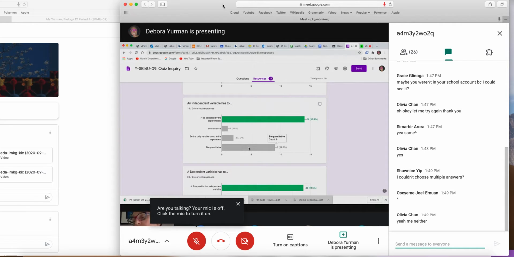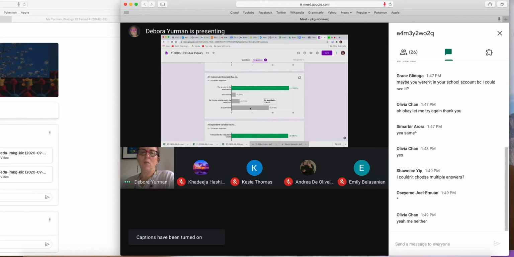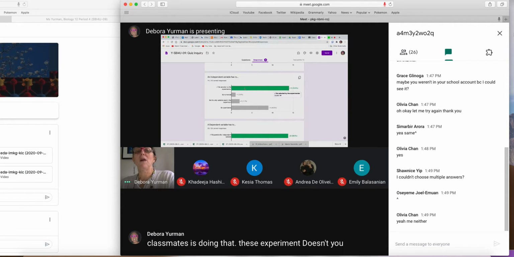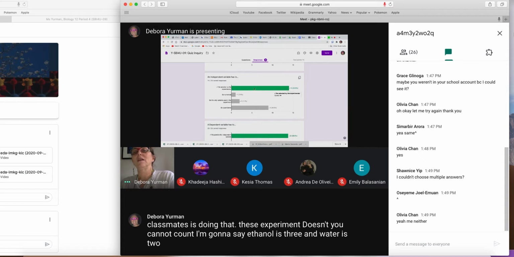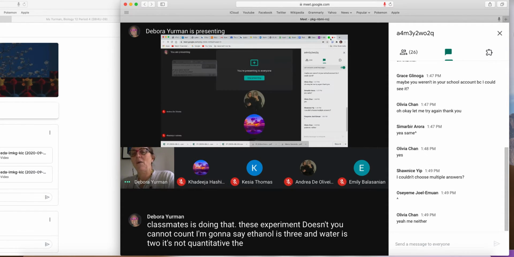And an example is when you compare water with ethanol to see which one has higher solubility. I think one of your classmates is doing that. This experiment you cannot count. You cannot say ethanol is 3 and water is 2. It's not quantitative, the independent. You're comparing two things. But it is an independent, and that is selected by you. So that is the only thing that defines an independent. And 'be the only variable' is obviously wrong because you need a dependent. Okay? Does anybody have any questions about that one?